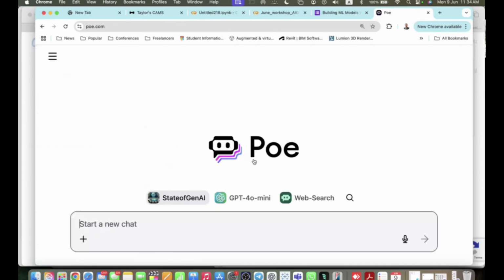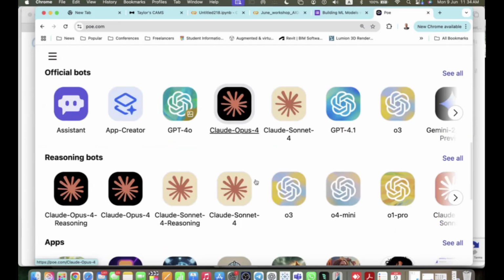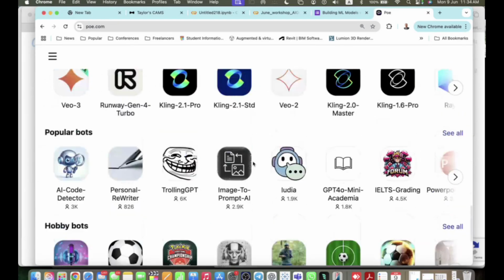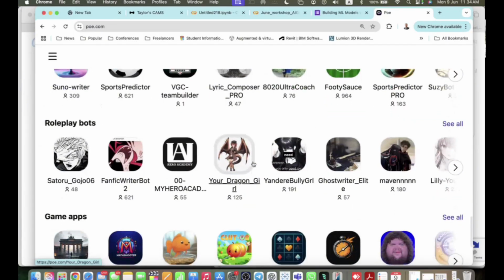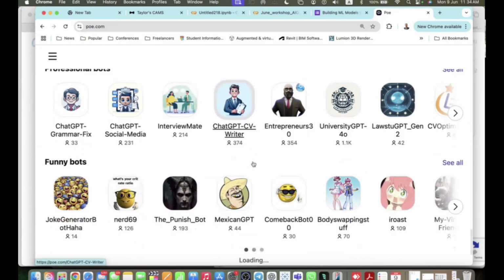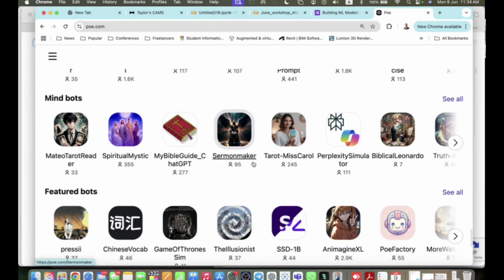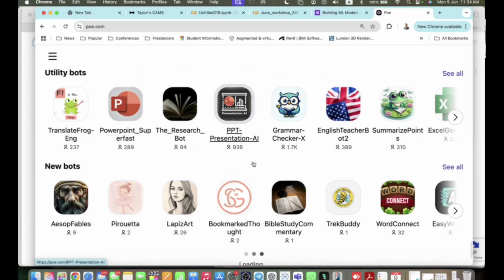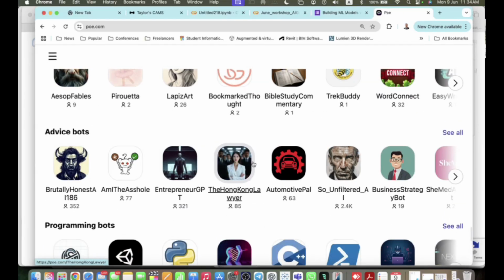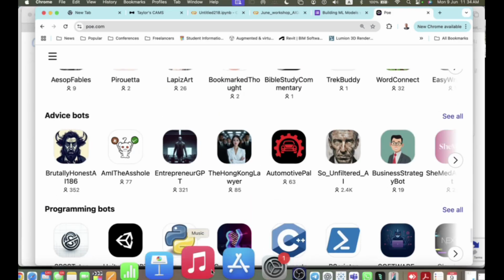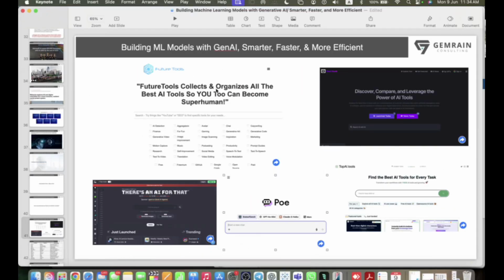You can go here. You can browse, scroll down, and you will find a lot. Hobby, game, professional, funny, translation, game bots, AI bots, mind bots, featured, learning, utility, new bots, and so on. Many of them are here. It's a very good navigator. I'm going to leave it to you as long as we are going to share the slides with you.